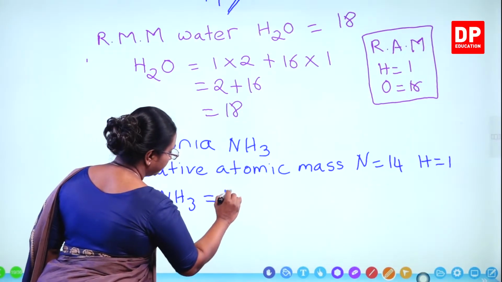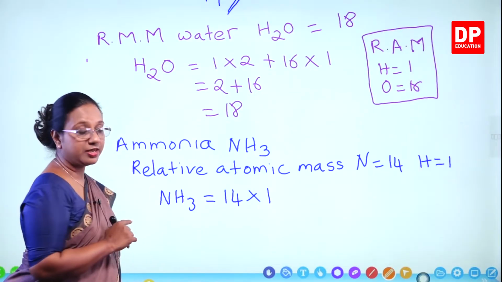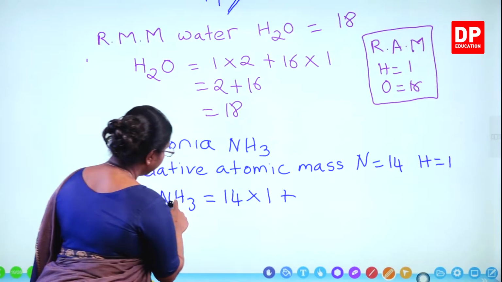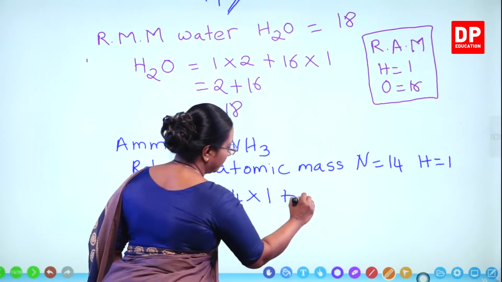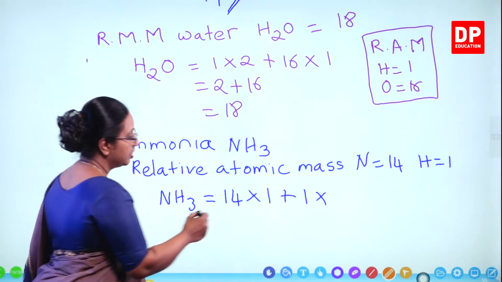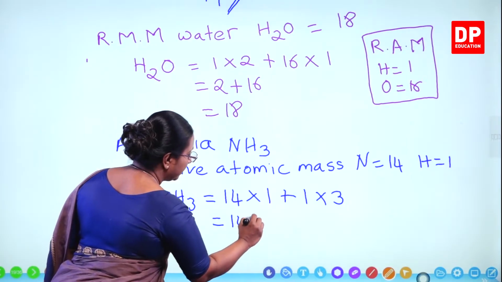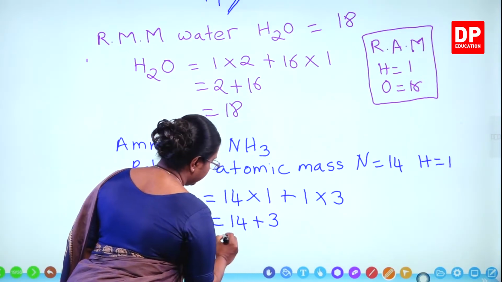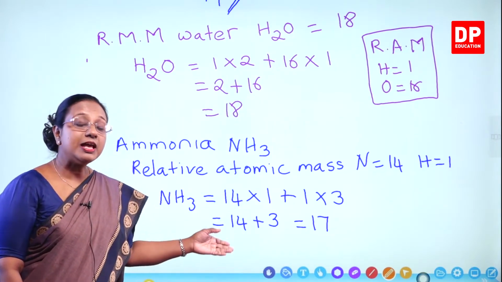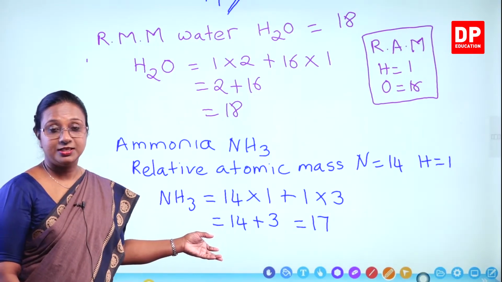There is 1 nitrogen, so 14 is the relative atomic mass of nitrogen, 14 into 1. Plus what? Hydrogen, relative atomic mass 1, but there are 3 hydrogens. So, we multiply by 3. So, 14 plus 3, that will be equal to 17. So, the relative molecular mass of ammonia is 17.